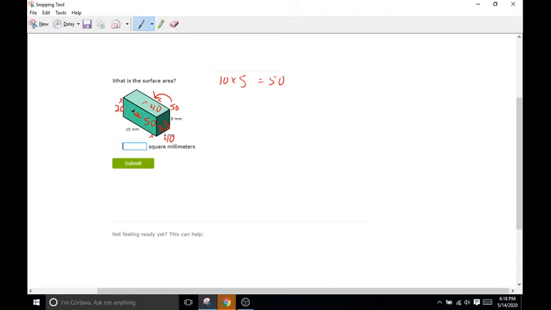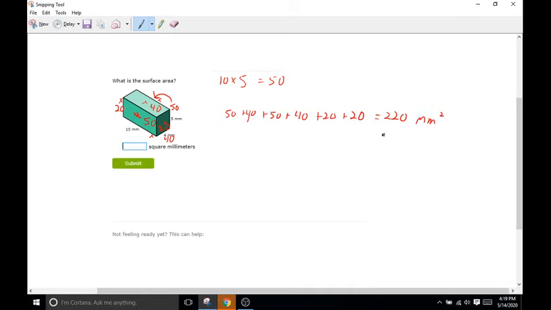Okay, so now let's add up all the sides. We have 50 plus 40 plus 50 plus 40 plus 20 plus 20. 50 plus 50 is 100, plus 40 is 180, plus 20 is 200, plus 20 is 220. So our surface area total is going to be 220 millimeters squared.